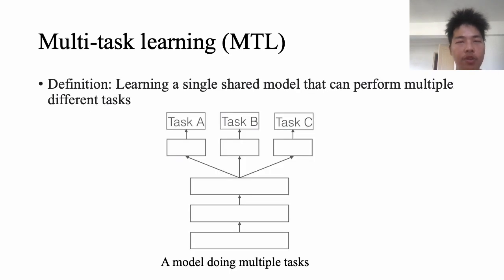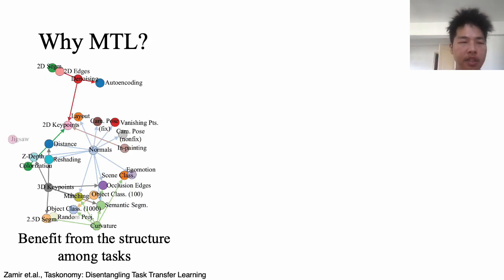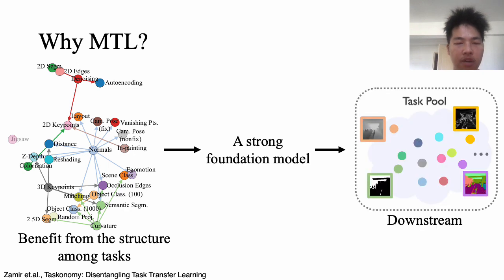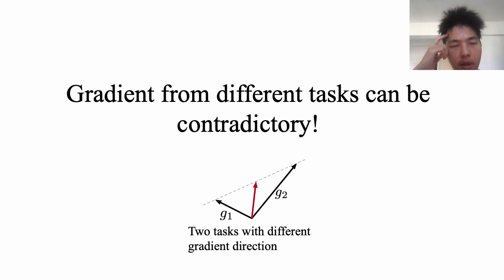Let's start with the definition of multitask learning. Multitask learning aims at learning a single shared model that can perform multiple different tasks at the same time. The good thing about multitask learning is that it allows us to learn a model that can benefit from the structure among tasks and develop a strong foundation model that can later be utilized on a lot of downstream applications. The main challenge in multitask learning is that the gradient from different tasks can be contradictory. For example, one task wants to go one direction and the other task may want to go to the opposite direction.